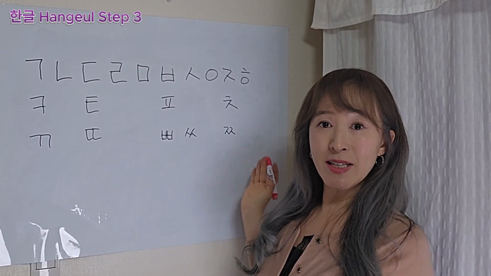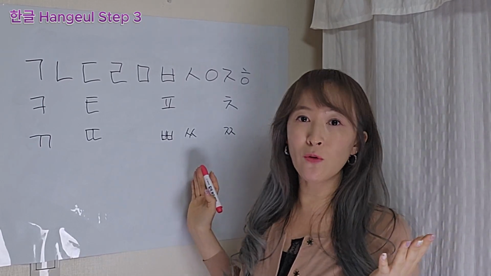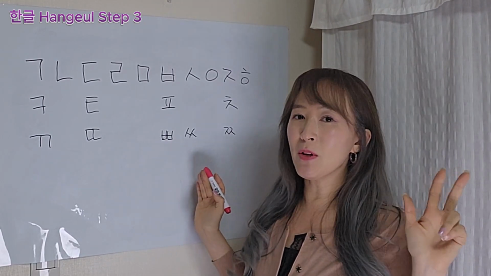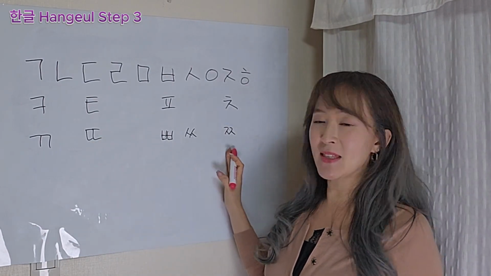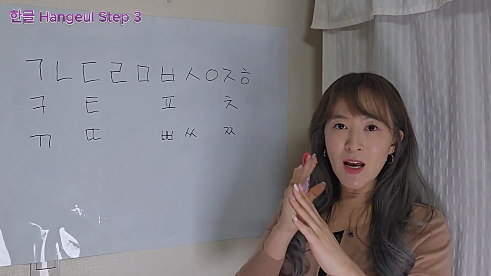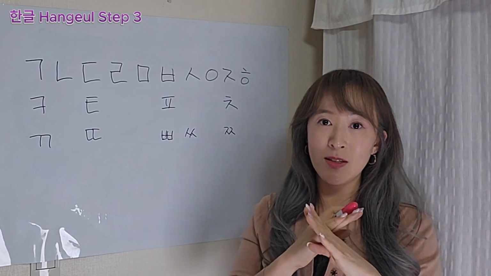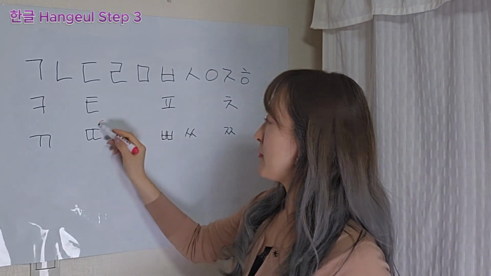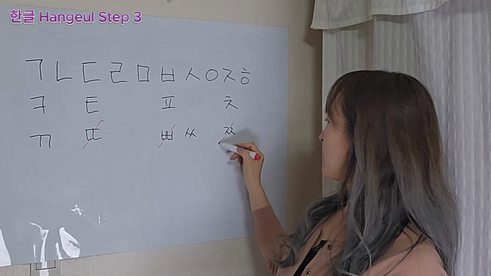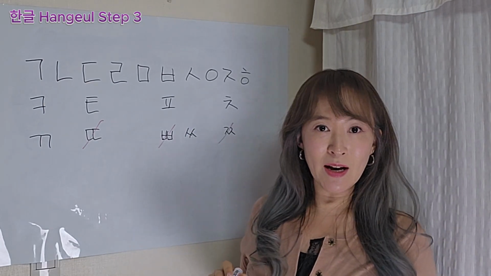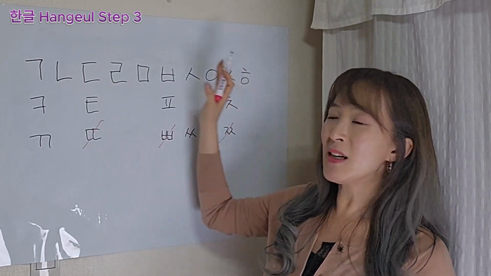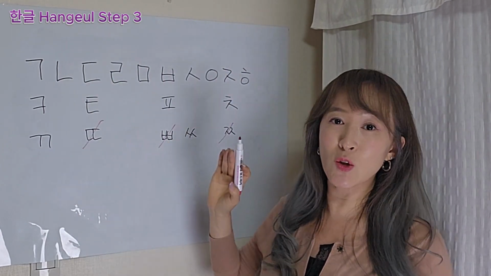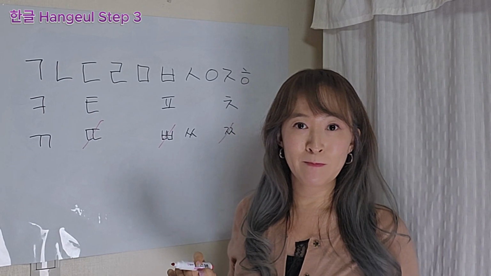So out of the 19 consonants we've learned so far, 3 double consonants, 쌍디귿, 쌍비읍, and 쌍지읒, are not used as the final consonants, 받침. So let me get these out of the way. We will be using all the rest, 16 consonants, as 받침.